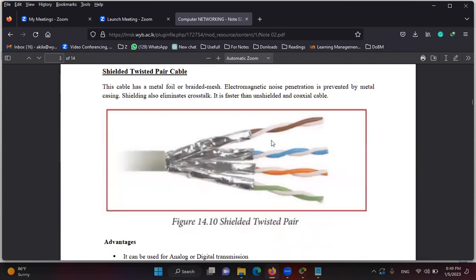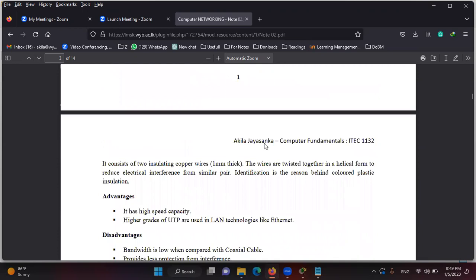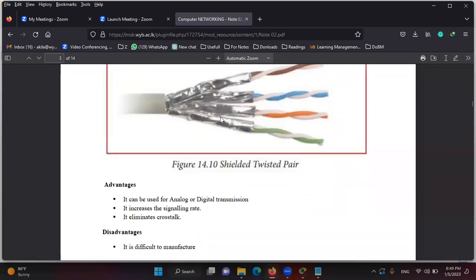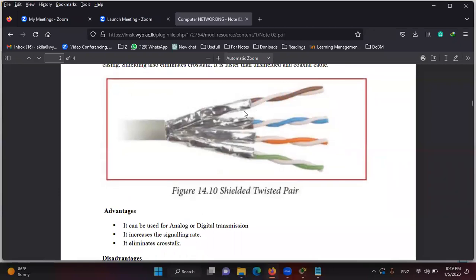And there's another one in the same category that is called shielded twisted pair cable. This is unshielded twisted pair cable. This one is shielded twisted pair cable. So shielded means you can see there is a shield for each pair.